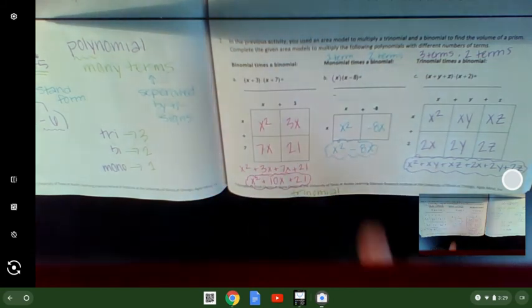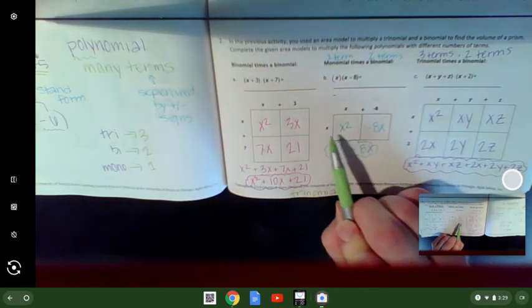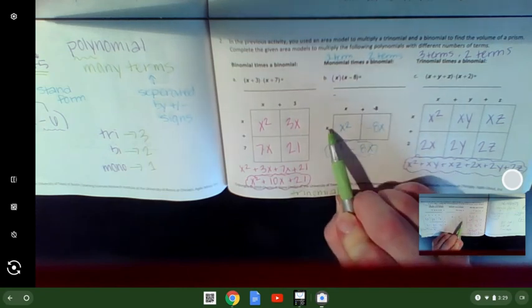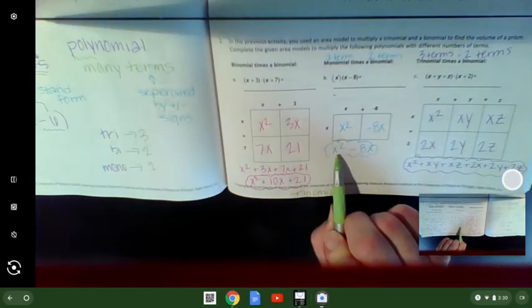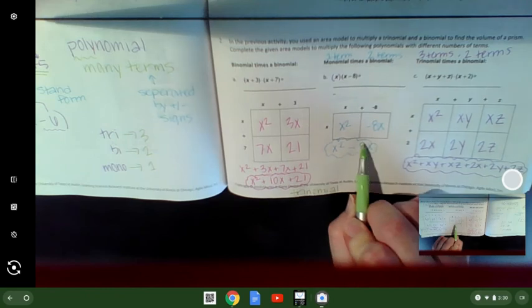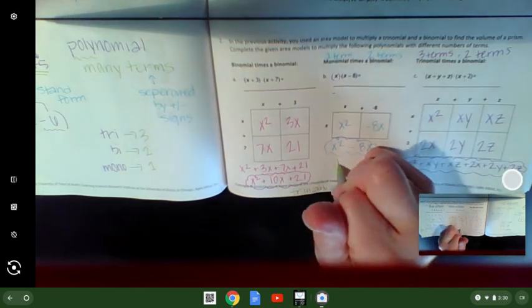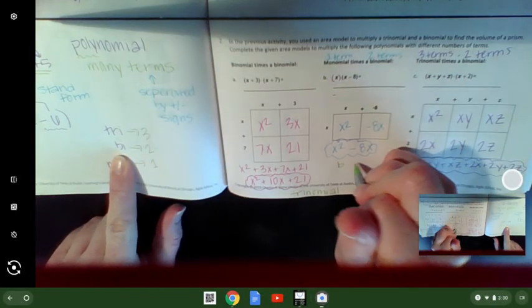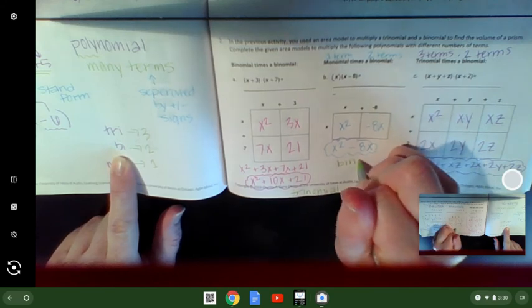Okay. Looking at B, after we multiplied our 1 term by our 2 terms, our monomial by our binomial, our answer has 1 term, 2 terms. So our answer resulted in 2 terms, a binomial.